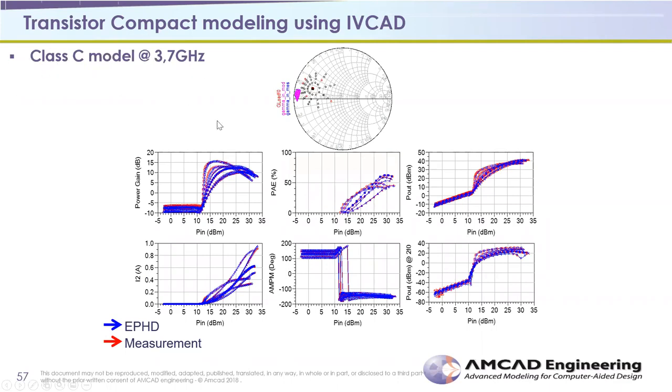Now the class C is quite challenging because at lower power, there is no gain. And as there is no gain, and this is the class C, so it's the peaking, actually the main will inject into the peaking. And as it injects, the impedance seen by the class C is outside the Smith chart when there is no power. And when the power starts kicking in, that's where the impedance starts getting inside.